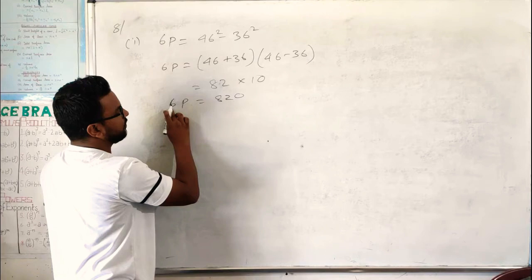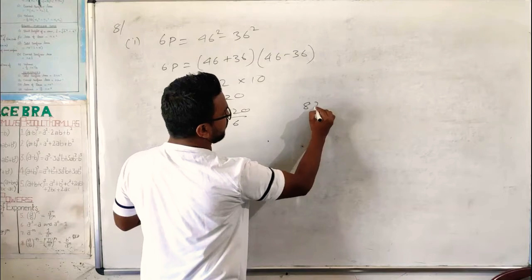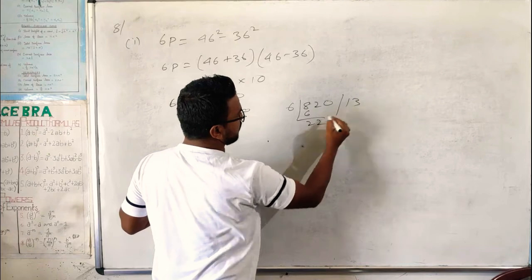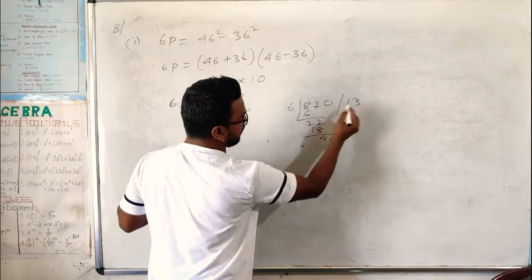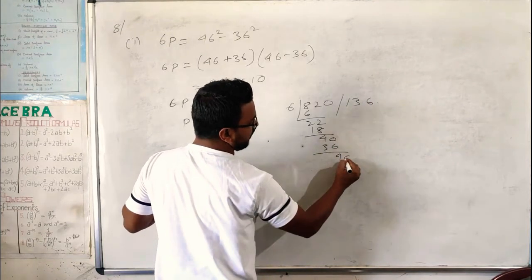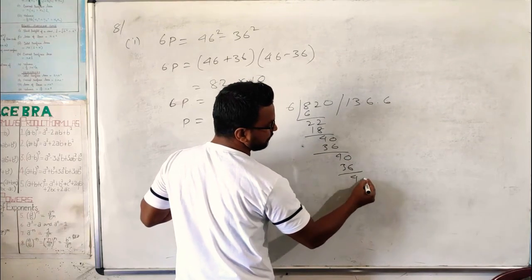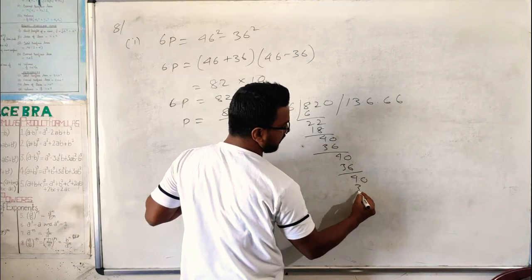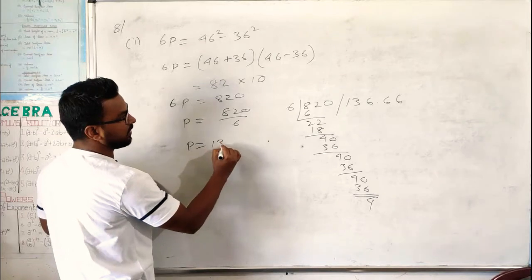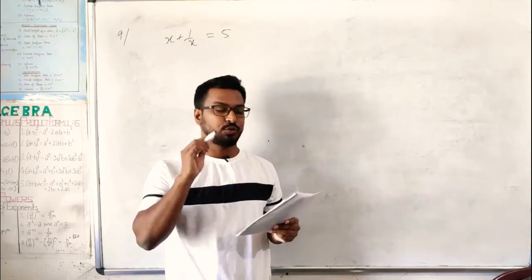So if you take this 6 to the other side, it will divide. So 820 divided by 6. If you divide by 6, how much will you get? 1 is 6, 22, 3 is 18, 40, 6 is 36, 4 remainder. If you take decimal, it will become 40 again, 6 are 36, again 4 will come, again 6 times is 36, remainder is 4. So you can write P equals to 136.66. Fine.